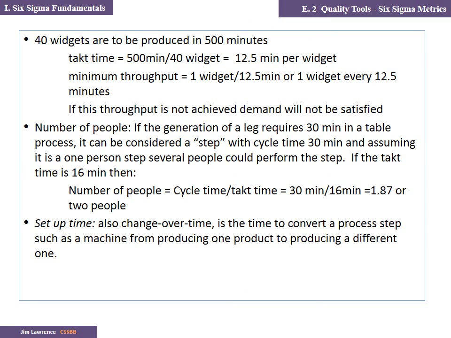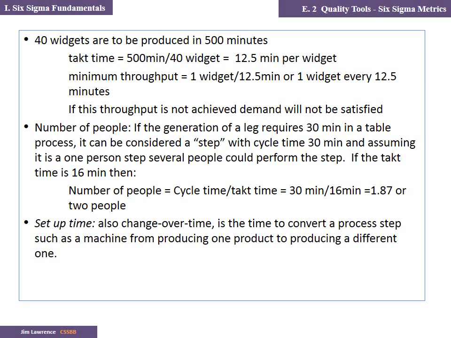So let's take 40 widgets produced in 500 minutes. Takt time equals 500 minutes over 40 widgets, or 12.5 minutes per widget to satisfy the customer demand. Minimum throughput then would be the inverse of that, or 1 widget every 12.5 minutes. If throughput is not achieved, demand will not be satisfied.